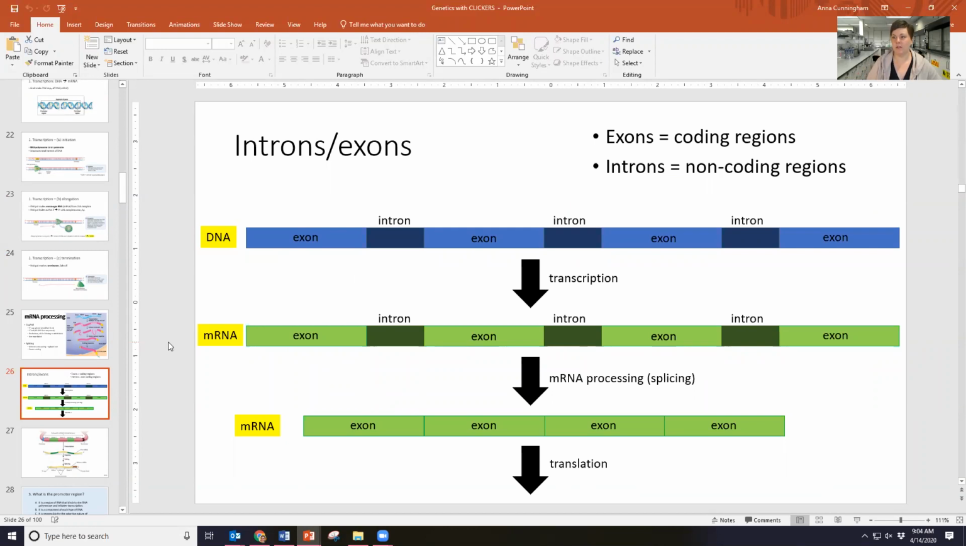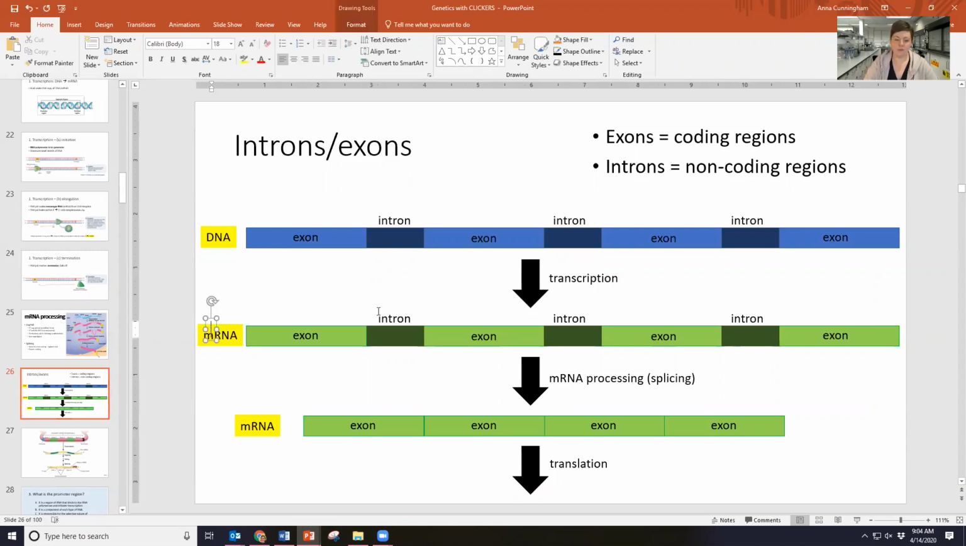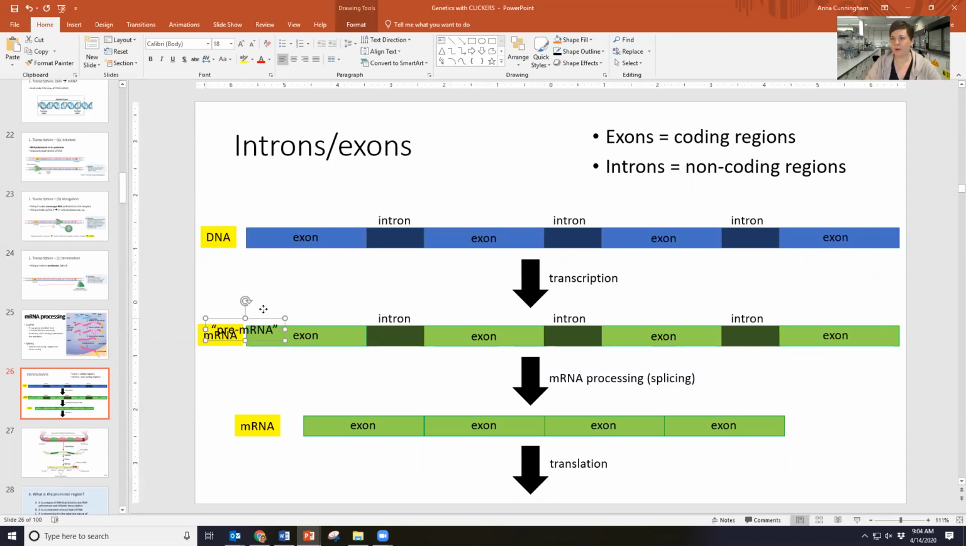I just wanted to briefly mention that introns and exons are both present in DNA and what we call pre-mRNA. So that's what we're looking at here. Sometimes the mRNA that is transcribed from the initial DNA before it goes through processing is called pre-mRNA. And that's because it still contains the transcript of both exons and introns.